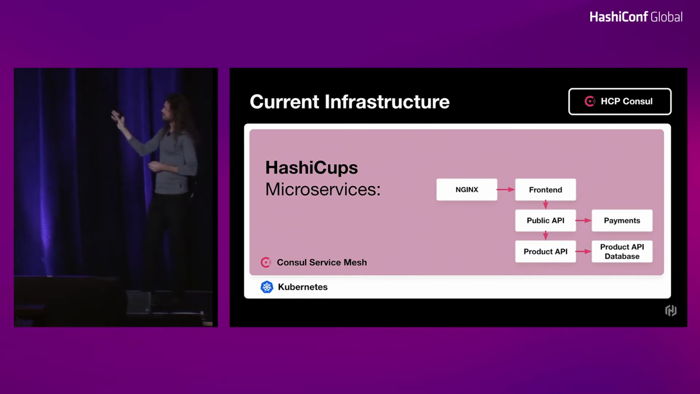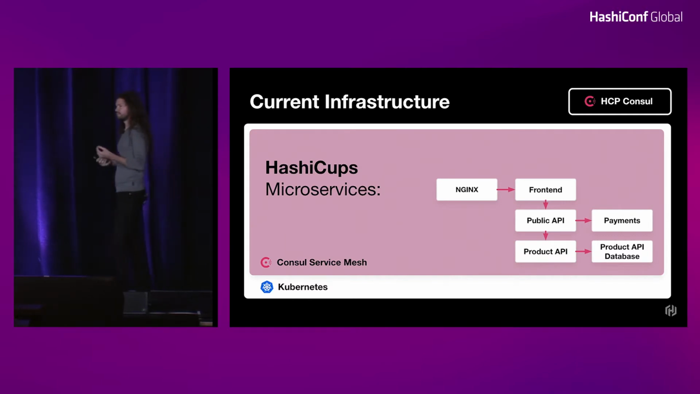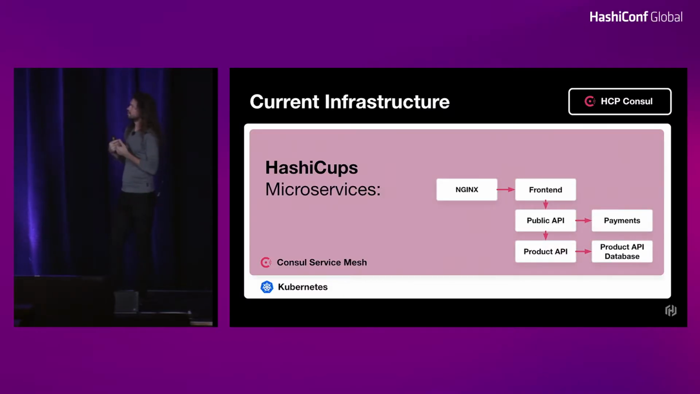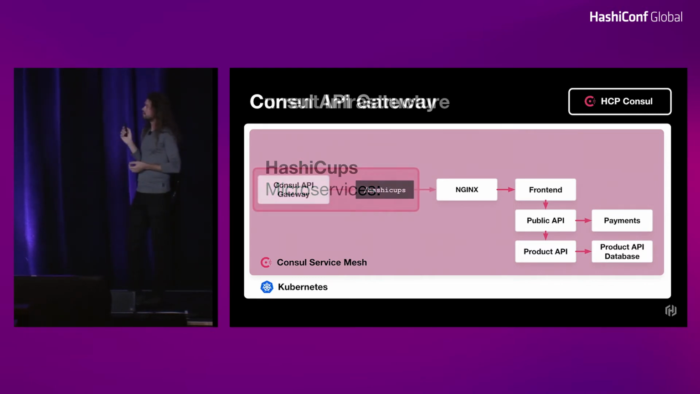But again, this is the current state that we would like to get to. But there is a problem right now. And that problem is that our application is inaccessible to the outside world. So in order to let requests come into our cluster, and in order to get customers to open up our application, we're going to leverage Consul API Gateway.